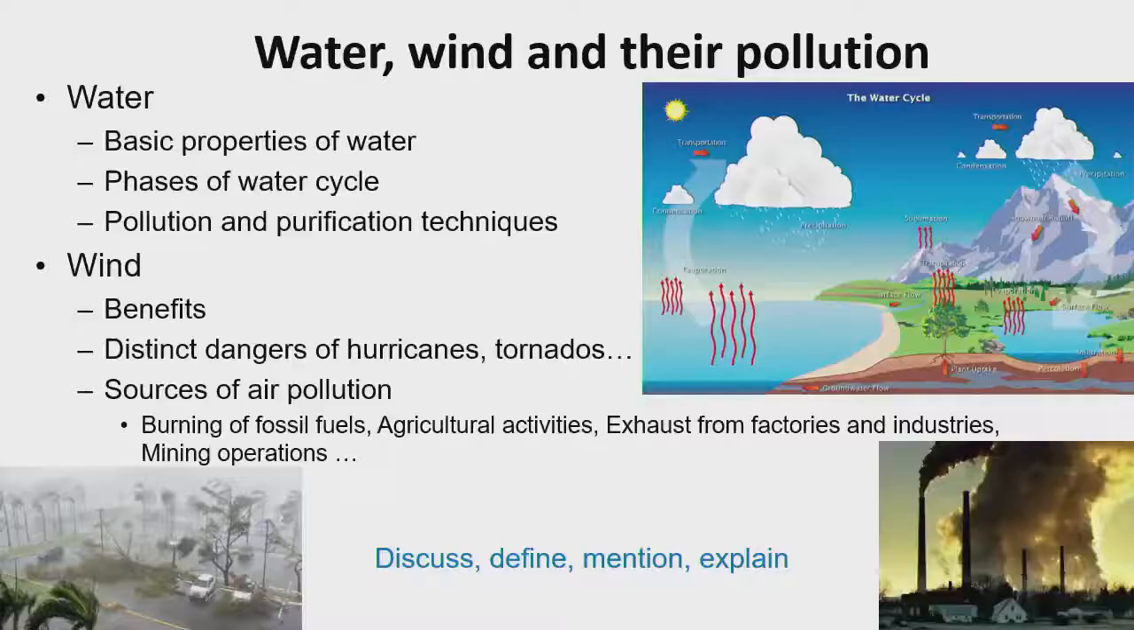But wind also has distinct dangers, like hurricanes and tornadoes, like the storm. You should be able to explain the dangers of these storms. You should also know the sources of air pollution, like burning of fossil fuel, agricultural activities, exhaust from factories and industries, as well as mining operations. You should be able to mention some of these sources, and apart from the ones listed there, you can also add indoor air pollution.